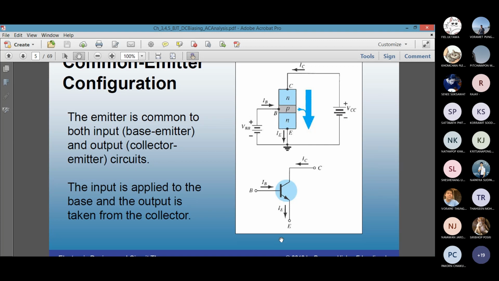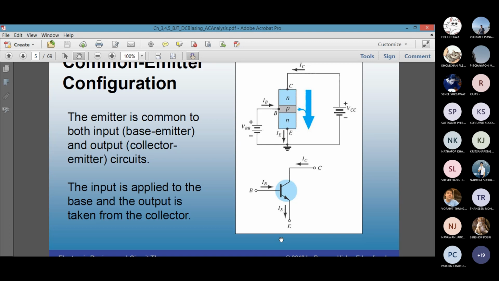You can have three types of configuration for the BJT: common emitter, common base, and common collector. Throughout the course, we used mostly NPN and common emitter examples. In a common emitter, the emitter terminal is grounded. It is common to both the input side, which is the base, and the output side, which is the collector. And you are seeing the symbol of BJT. This is an NPN BJT because the arrow is going out of the body at the emitter terminal.